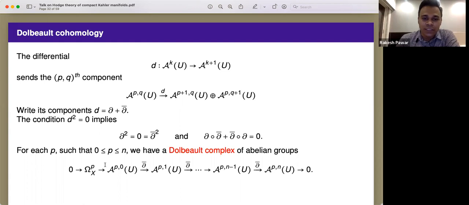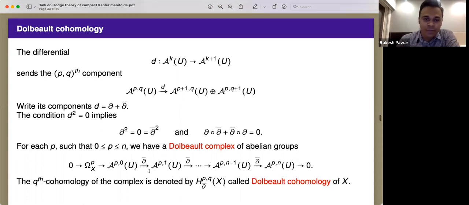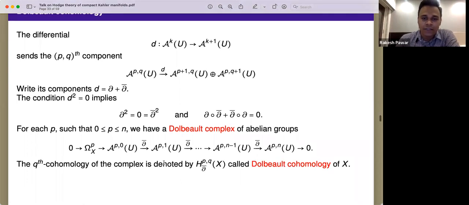So this is a complex for every U. And I will say, if you take the qth cohomology of this complex with the partial del bar, we are going to call it Dolbeault cohomology. Okay, this is the definition. So cohomology in degree q is the Dolbeault cohomology of X, and we'll denote it as H^{p,q}, where p comes from because it starts with the A^p.